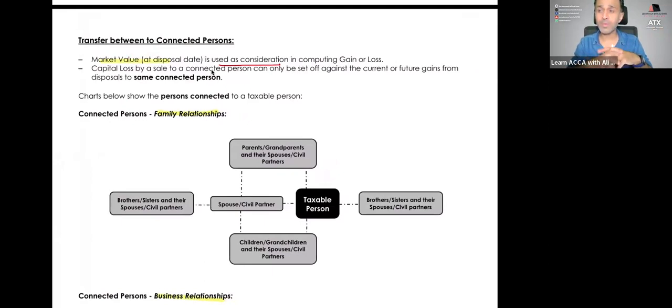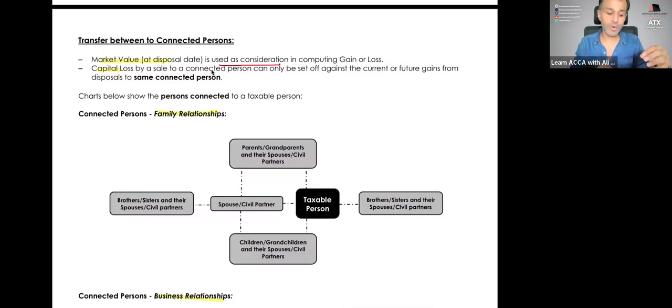Since the market value was less than the cost of an asset, can that happen or not? The asset has been sold to a brother, and because he is a connected party, you are able to use the market value as the proceeds minus the cost, and now the figure has turned out to be a negative one. But what do we call it? Capital loss. So this capital loss has arrived due to the sale being made to a connected party.